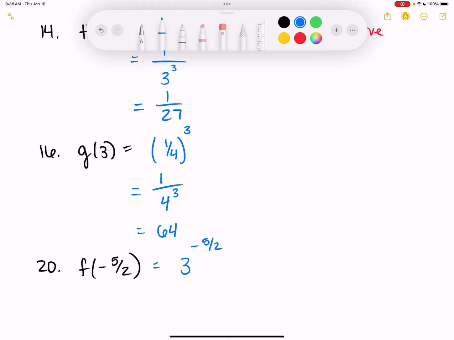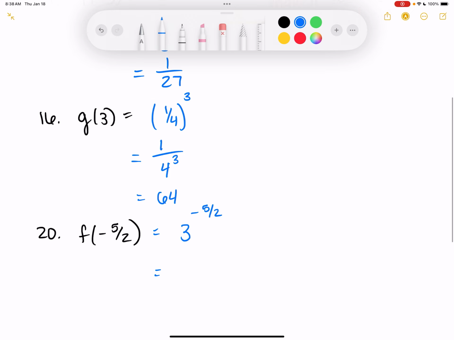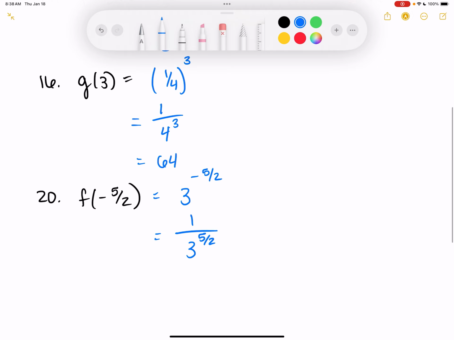But I've got a negative exponent, so what should I do first? Put it under 1. Yep, put it under 1. So I'm going to put it where it ain't, make it positive. So 1 over 3 raised to the 5/2. And now that's going to give me 1 over the square root of 3 raised to the 5th power.